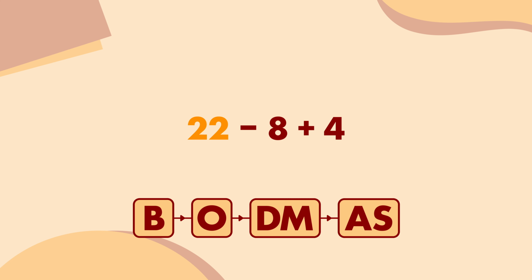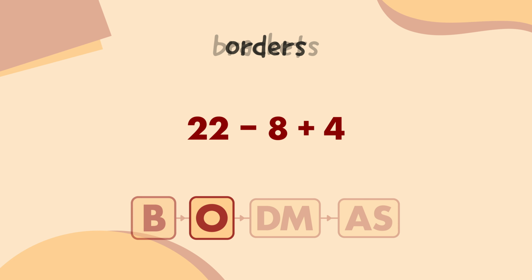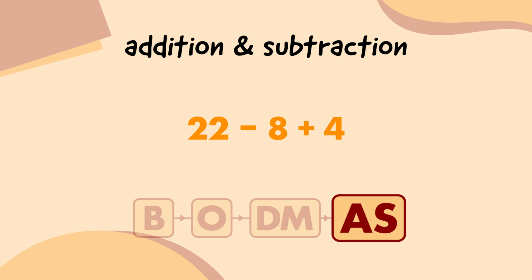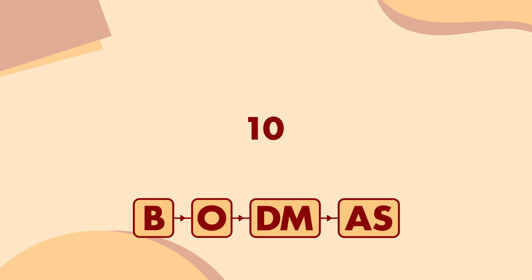Will, what's 22 minus 8 plus 4? Okay, this looks simple enough. There's no brackets, no orders, no division or multiplication, so I just need to use AS, addition and subtraction. Let's start with addition. I'll do 8 plus 4 to get 12. Now for subtraction. I'll do 22 minus 12 to get 10.